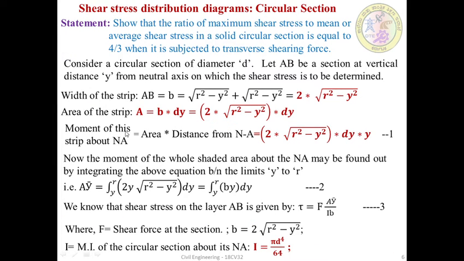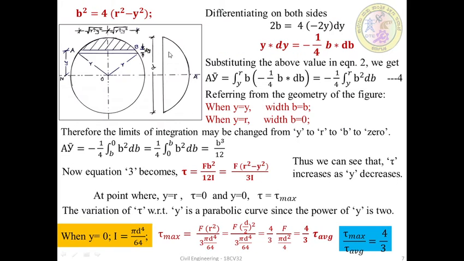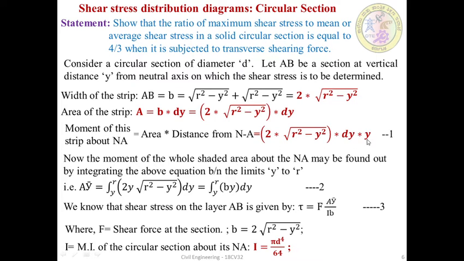The moment of this strip about the neutral axis is nothing but area multiplied by distance from the neutral axis. So 2 into under root r square minus y square is the area, multiplied by its perpendicular distance, as per the definition of the moment of this area. This is the area, and it is at a perpendicular distance of y from the neutral axis. We will take this as equation number 1.